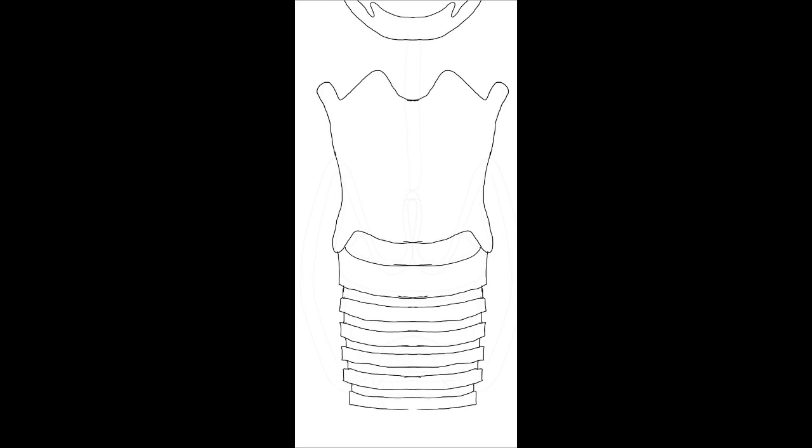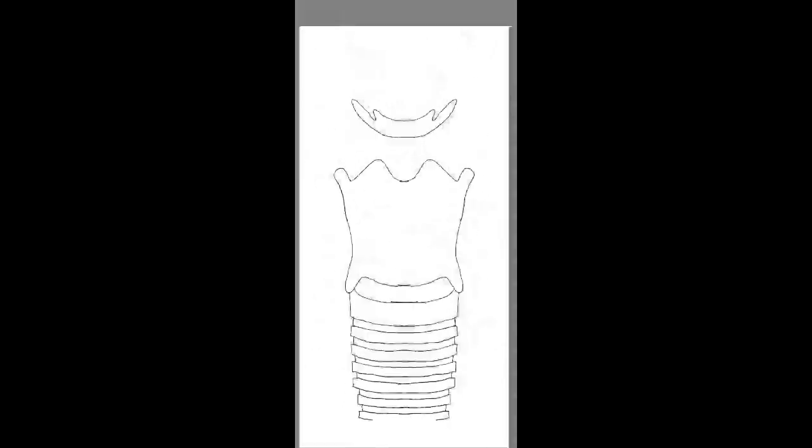Okay, let's start drawing. Here, this is the hyoid bone, followed by the thyroid cartilage. Next comes the cricoid cartilage, then the trachea with tracheal rings. So the stage is set.